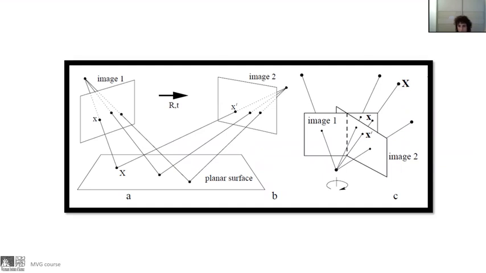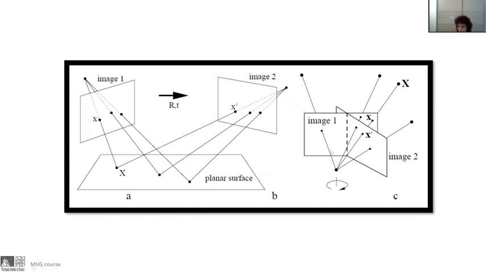Another situation where we encounter homography: let's say that we have a planar surface, and two images, image 1 and image 2. Then we know already that from the planar surface to image 2 it's a homography, and from the planar surface to image 1 is also a homography. And the concatenation of homographies is a homography. So the relation between image 1 and image 2 can also be determined by a homography.